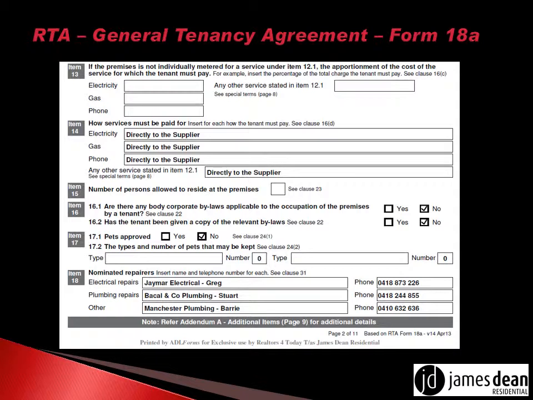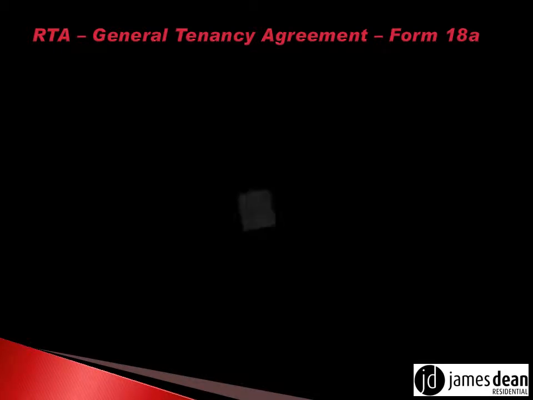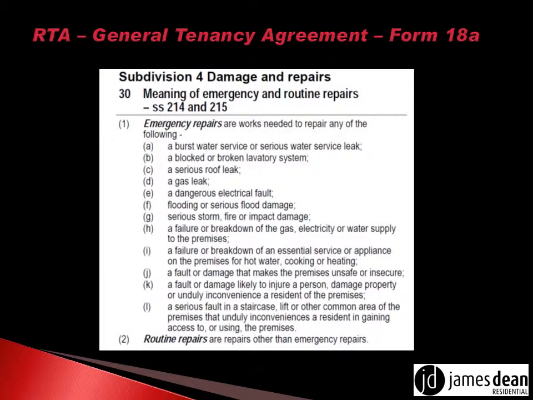Item 18 states the owner's nominated repairers for emergency repairs. Please refer to Standard Terms 30, 31, 32 and 33 for further information about routine and emergency repairs. To further explain the difference between an emergency and routine repair, we refer you to Standard Term 30 of the General Tenancy Agreement. This standard term outlines what constitutes an emergency repair and further states that all repairs which are not classified as an emergency are considered to be routine repairs. We ask that tenants report all maintenance items, be they routine or emergency repairs, to our office in the first instance where possible, and only contact the nominated repairers in the agreement if our office is uncontactable.